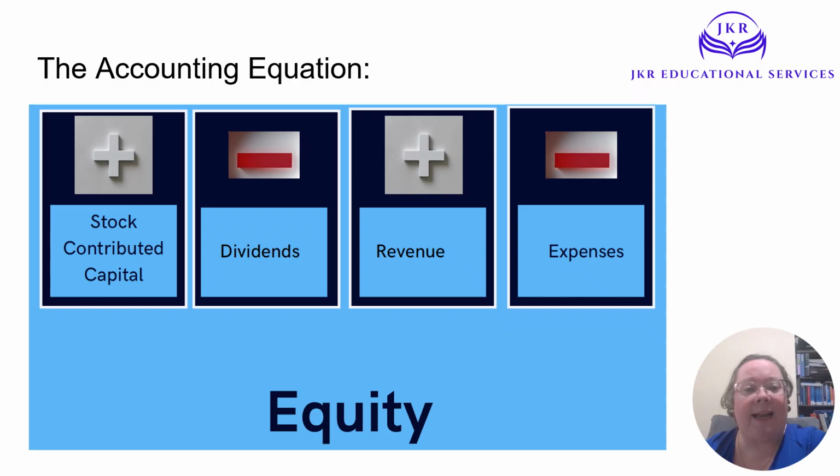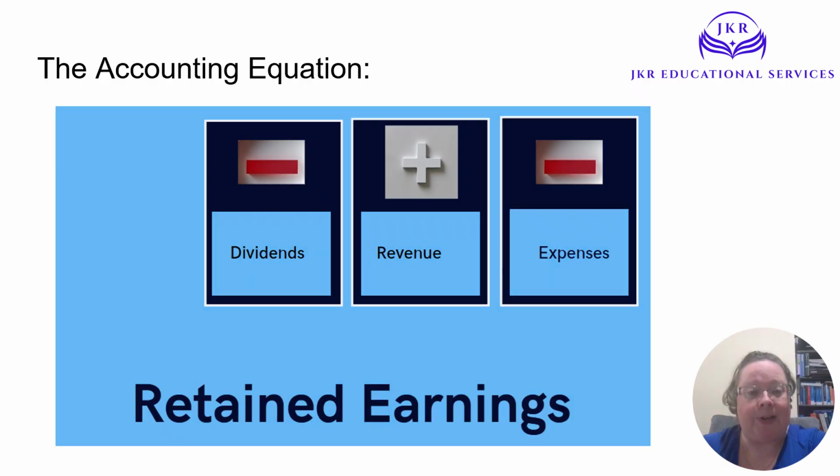There's only one account type left from our prior lesson, that is retained earnings. Retained earnings is actually the combination of dividends, revenue, and expenses. It's sort of like its own umbrella. And this is the entire list of account types, and let's take a look at the expanded accounting equation and how all of those account types fit in.